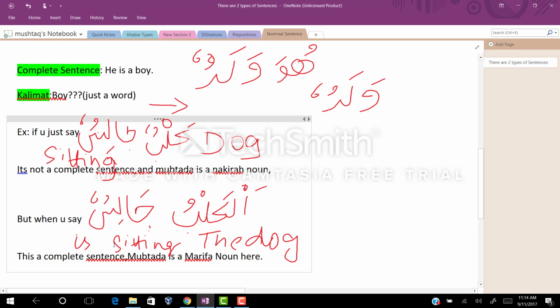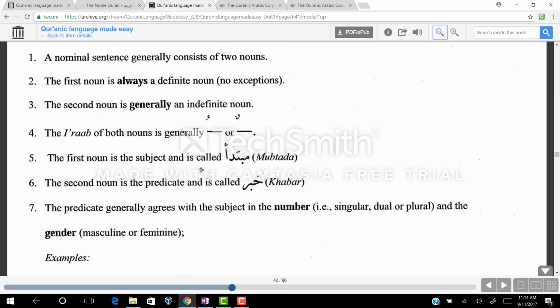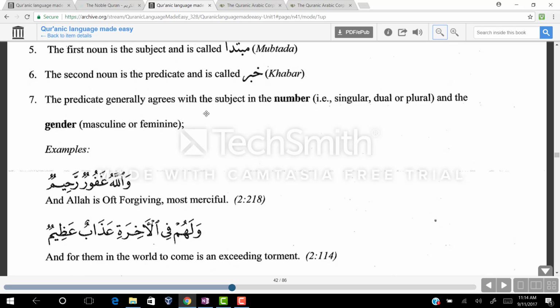The dog is sitting. So this is a complete sentence. The mubtada is a marifa noun here. So these are some of the examples. So let's learn the examples from the Quran here.